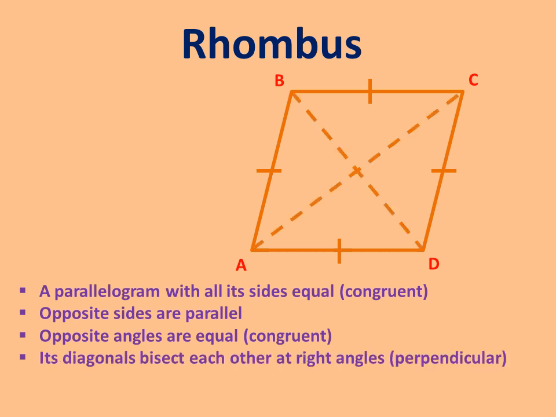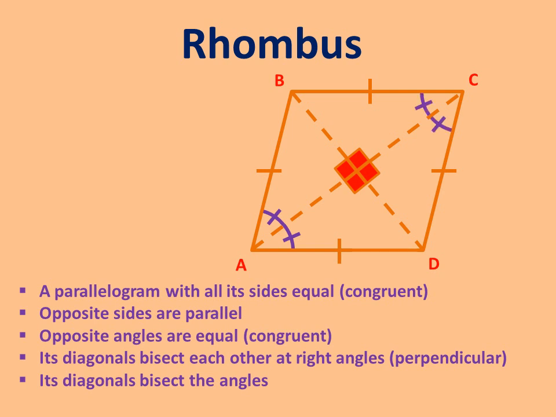Diagonals in the rhombus bisect each other at right angle. So diagonal BD is perpendicular to diagonal AC, and they are bisecting each other, means cut each other in the middle. Also, the diagonals bisect the angles. So angle A, which is the bigger angle, can be cut into two equal angles. And angle C also cut into two equal angles, and angle D the same thing, angle B the same thing.